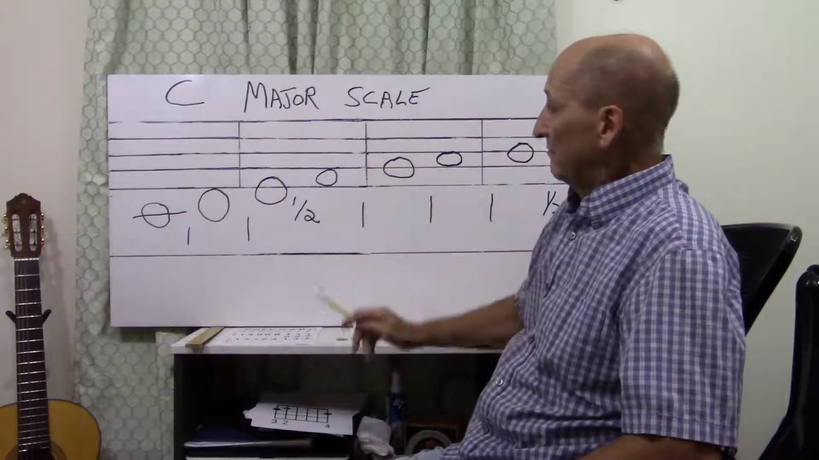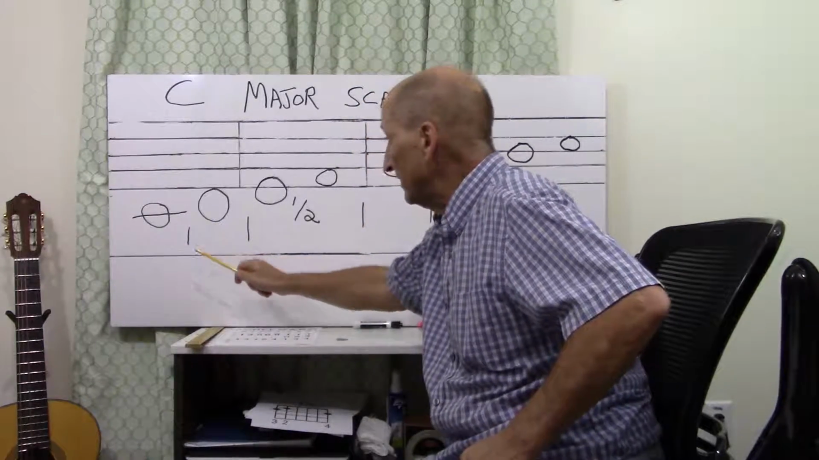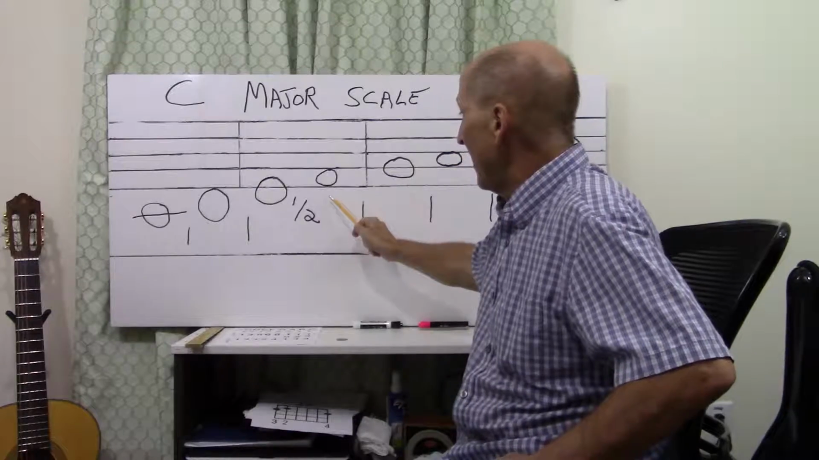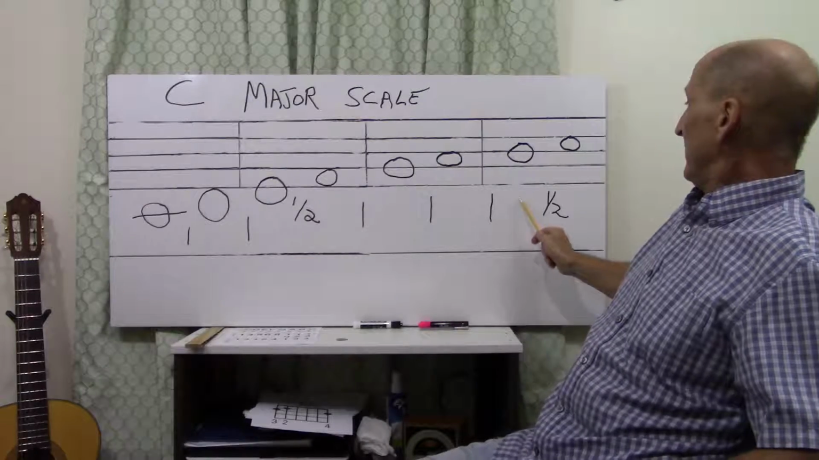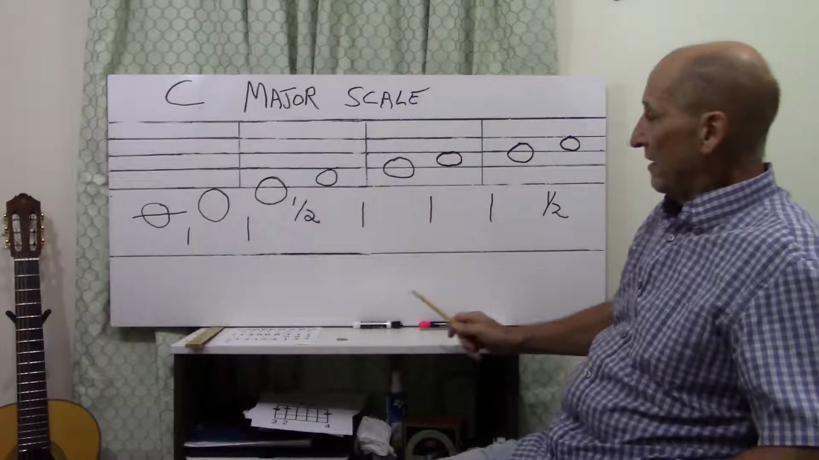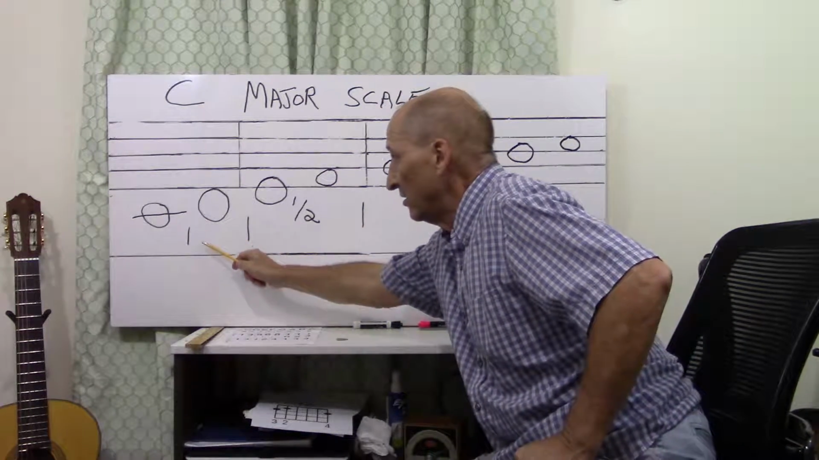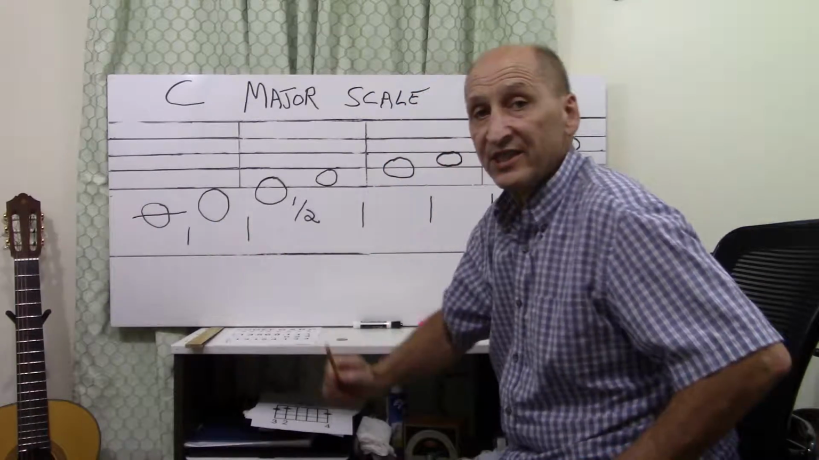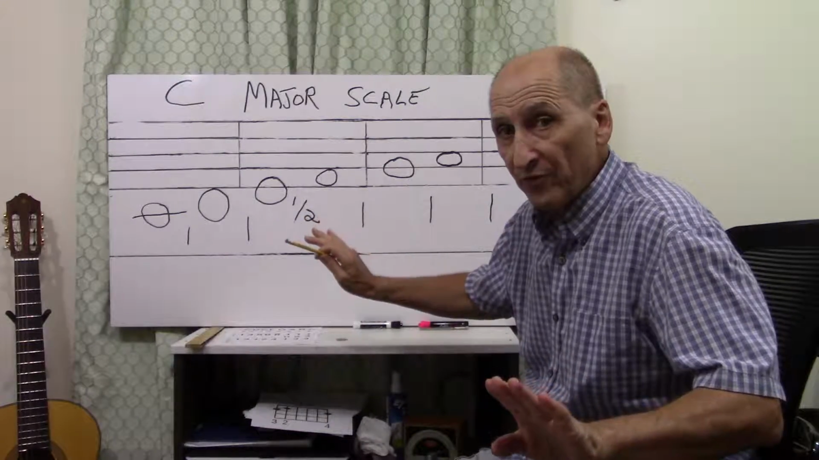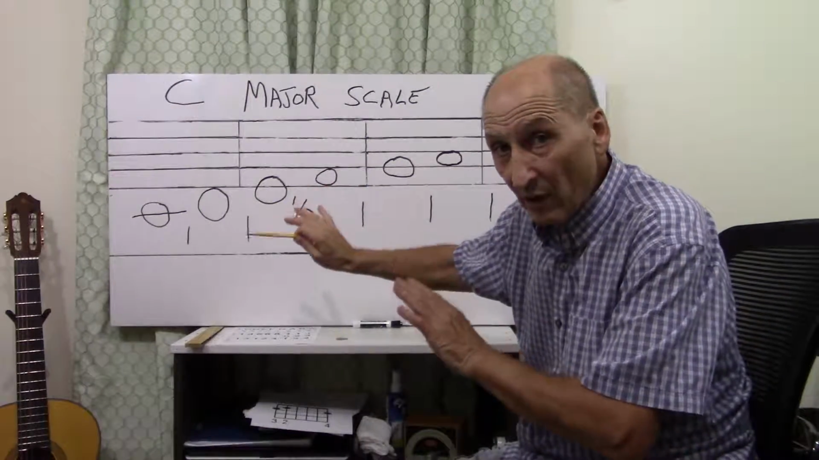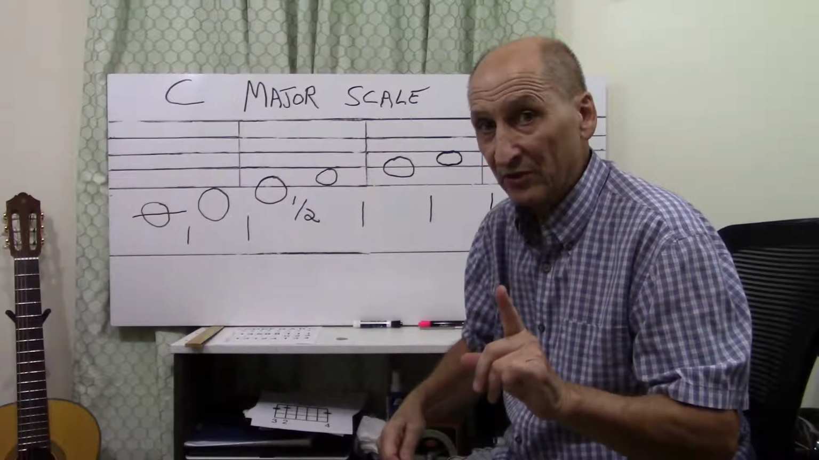C major scale. We see the notes C, D, E, F, G, A, B, C. Now, look at this. C to D, you have what we call one step. Okay, we're going to do this on the board first. Then I'm going to take what we did on the board and put it on the guitar fingerboard so you can figure out the notes.